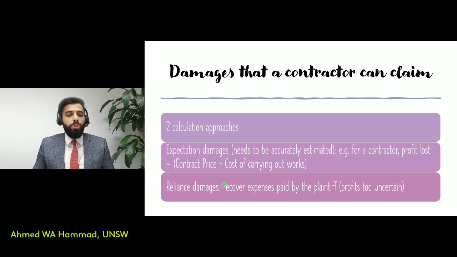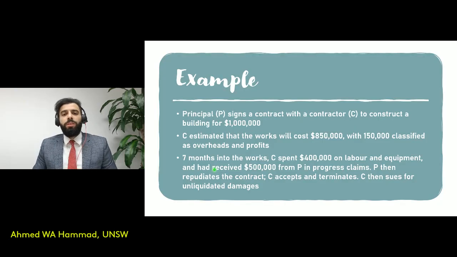What's the difference between these two? Well, if you can accurately estimate your damages, your profit as a contractor, then you'd go for option one. If you don't have an accurate estimate, then you'd opt for option two, the reliance damages. Let's have a look at an example to make sure that this is all clear.